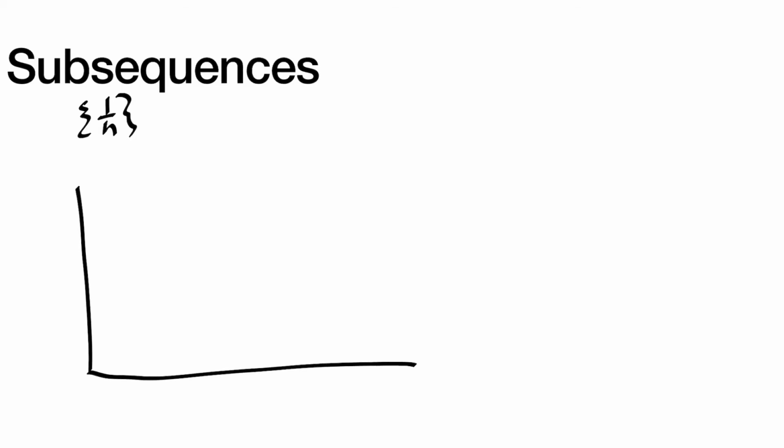A quick example might look something like this. We might have the sequence 1 over n, which we've seen a bunch. And what does the sequence 1 over n look like? It looks like 1 over 1 is 1, and then 1/2, and then 1/3, 1/4, 1/5, 1/6, etc. So these are the 1 over n's.